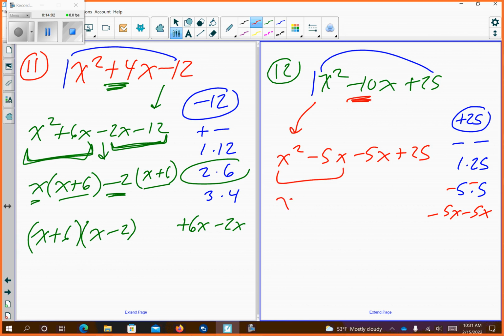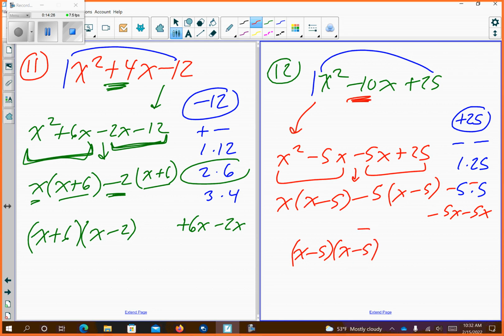I have an x in common. That leaves me x minus 5. Bring a negative down. What do I have in common between those two? 5. Good. If I factor a negative 5 out of negative 5x, I'm left with x. If I factor a negative 5 out of negative 25, I'm left with a negative 5. So what's my answer? Got to be? X minus 5, x minus 5. Very good. It's the same two binomials. That's okay. It does factor. That's fine.